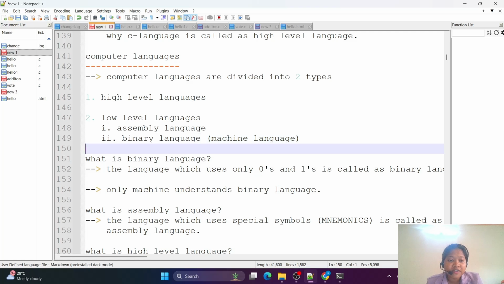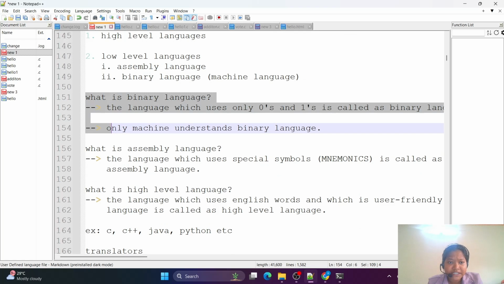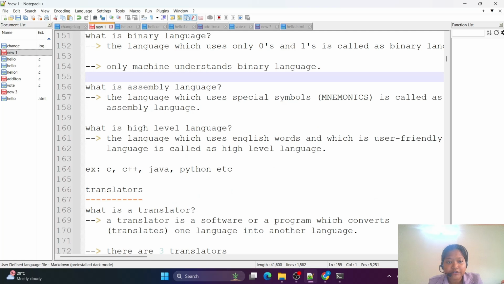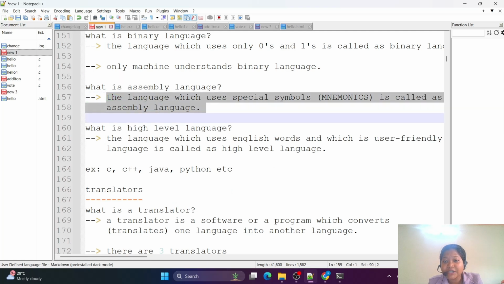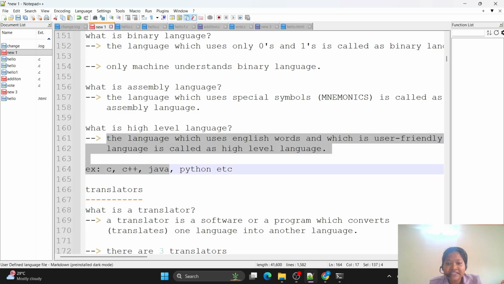See, here I have written the full concept of binary language. The language which uses only zeros and ones is called binary language. Only machines understand the binary language. What is assembly language? The language which uses special symbols or mnemonics is called assembly language. For example, add, sub, this kind of symbols they use in the assembly language. What is high level language? The language which uses English-like words and which is more user friendly is called high level language.